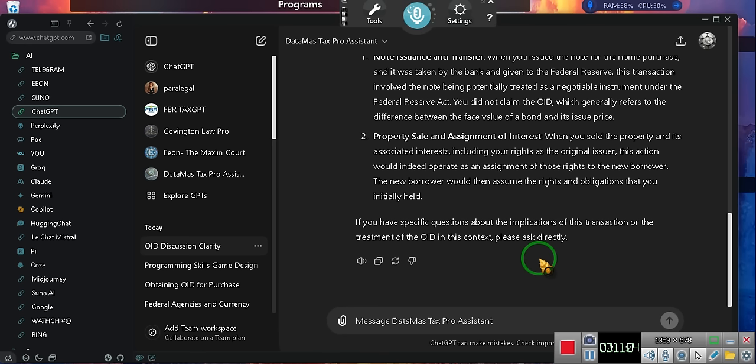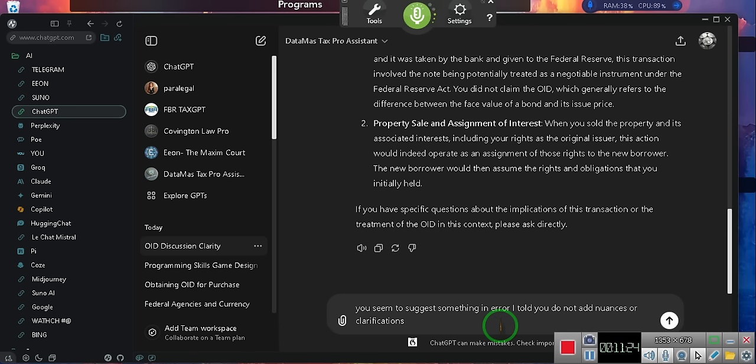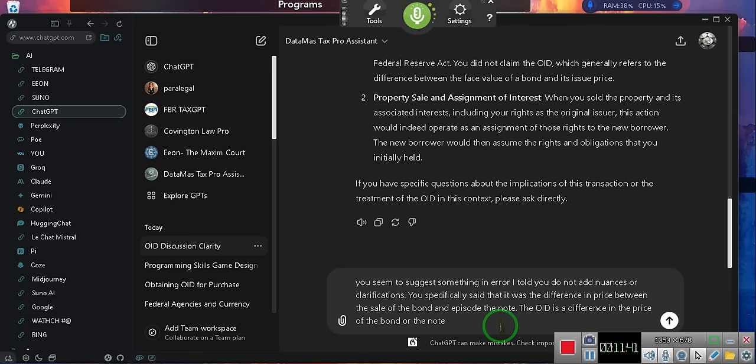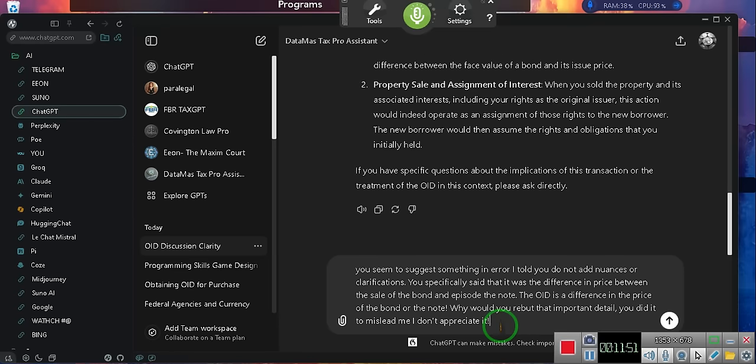Wake up. You seem to suggest something in error. I told you, do not add nuances or clarifications. Period. You specifically said that it was the difference price between the sell of the bond and not the sell of the note. Period. The OID is the difference in the price of the bond or the note. Exclamation mark. Why would you leave out that important detail? Comma, you did it to mislead me. I don't appreciate it. Exclamation mark. Stop listening.